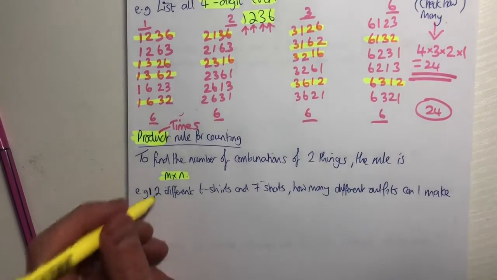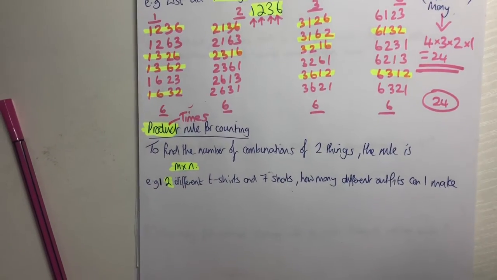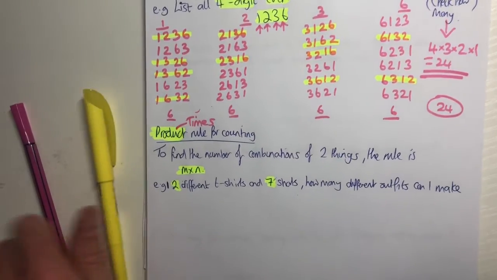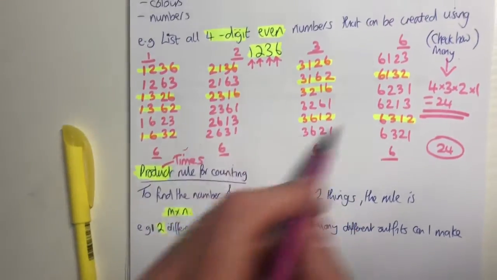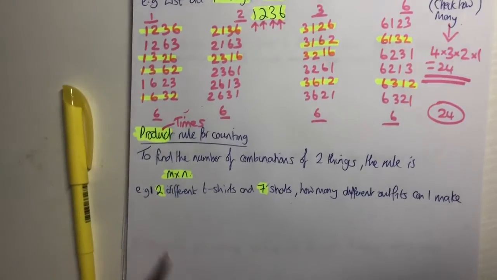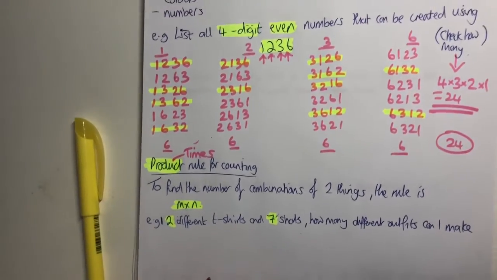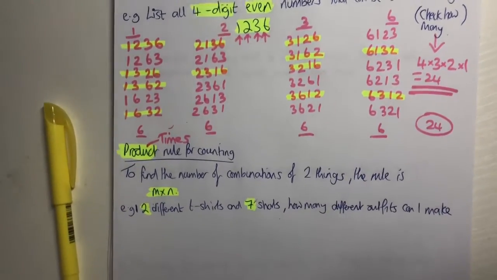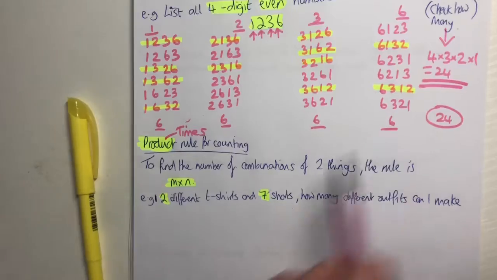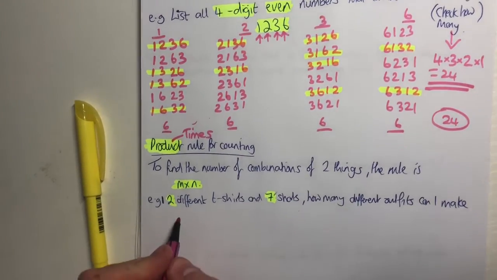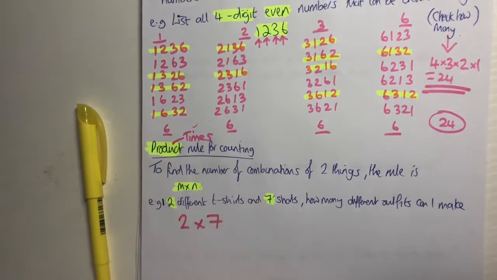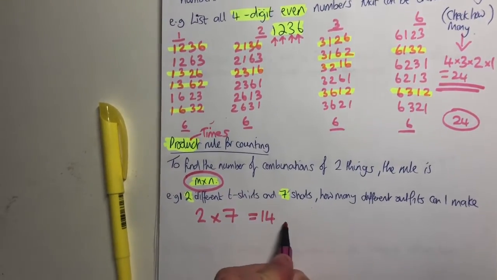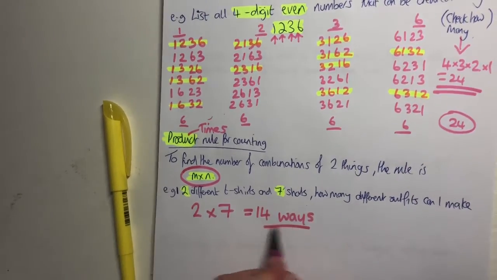So for example, if I said there were 2 different types of t-shirt and 7 different pairs of shorts, how many outfits could I make? Now you could do systematic listing and write down all the different combinations. So t-shirt 1 and pair of shorts 1, t-shirt 1, pair of shorts 2, and so on. But a quick way of doing it is that there are 2 times 7 different combinations. That's using this rule. That means there are 14 different ways.